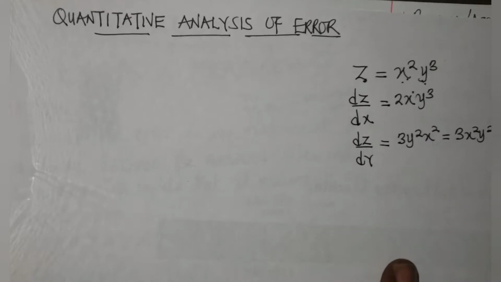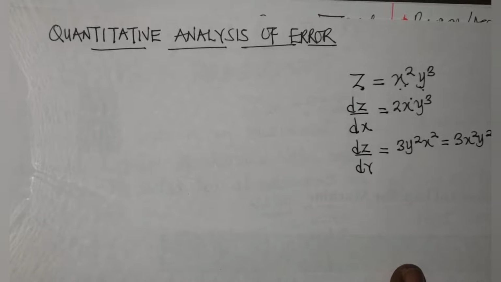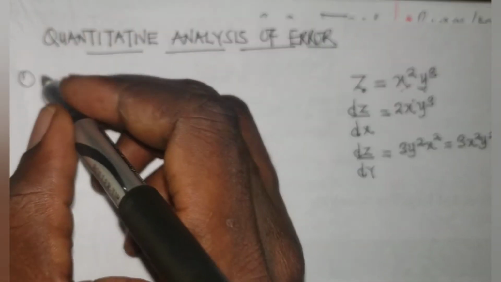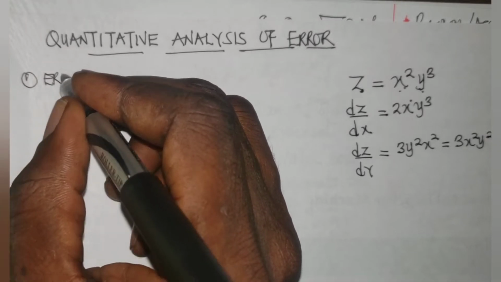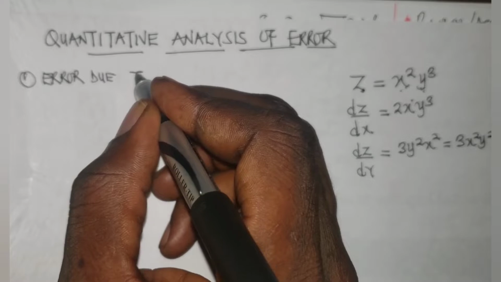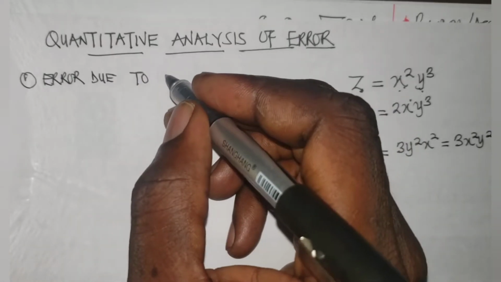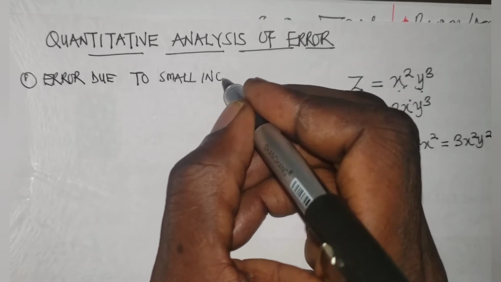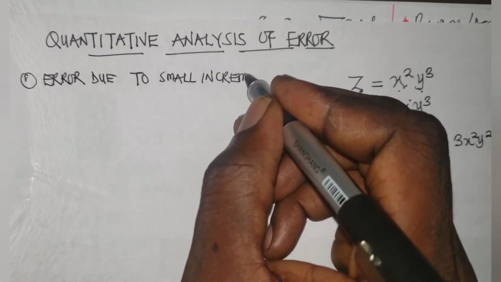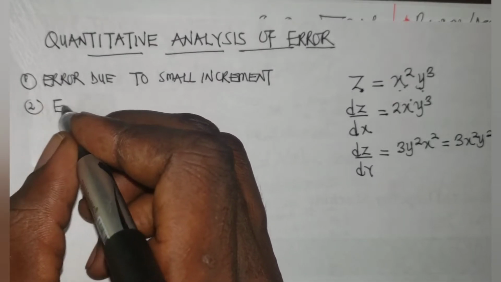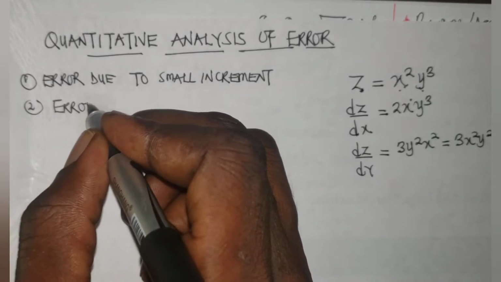So this is just a simple explanation on partial differentiation. Under quantitative analysis of error, there are two types. One, we have error due to small increments. And the second one is error due to rate of change.